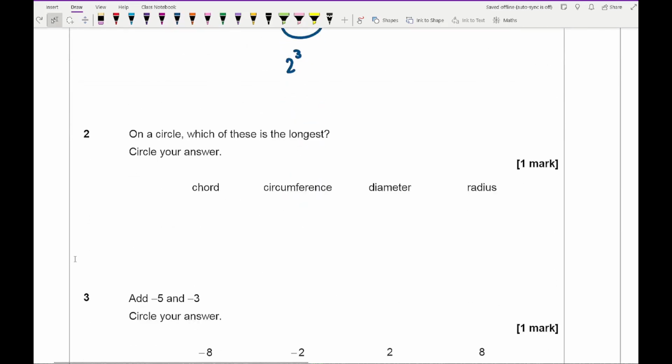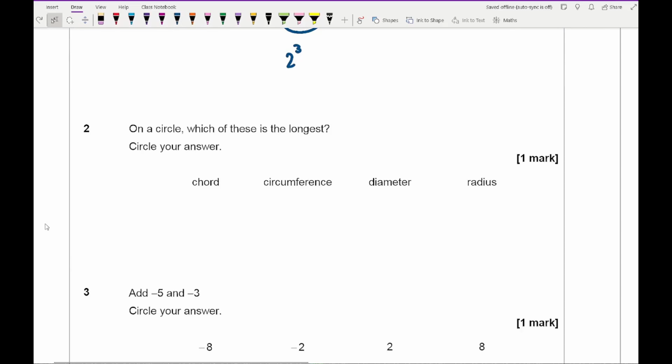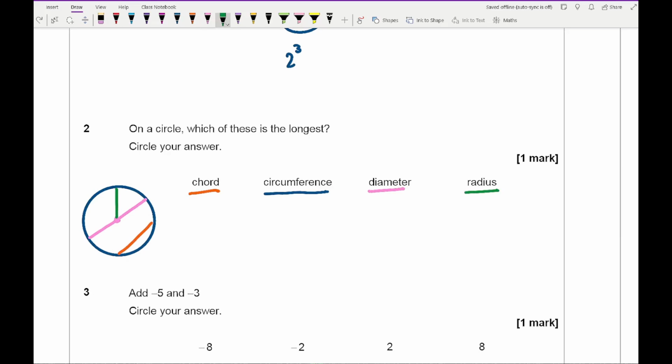For question 2, it says on a circle, which of these is the longest? It says circle your answer. Well, if I just do a little sketch, well, actually, let's draw an accurate circle. So the blue line represents the circumference. A chord is basically a line that goes from one end of the circumference to another. The diameter is a length that goes all the way from one end to the other through the center, and the radius is half the diameter. So which of those lines is the longest? It's going to be the circumference.